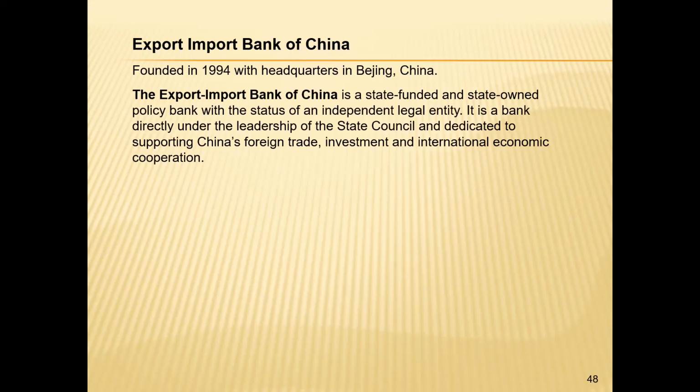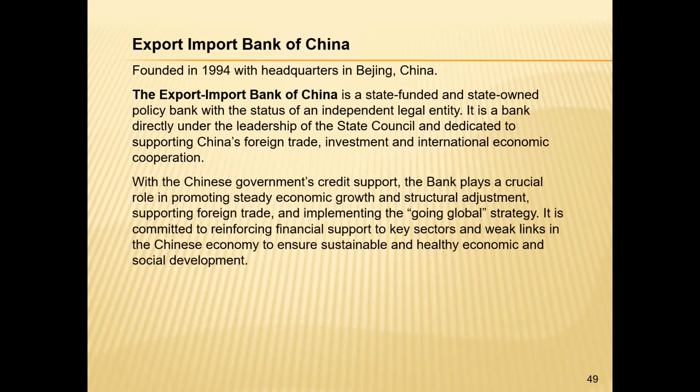It is a state-funded and state-owned policy bank, and of course that is to be expected because China is communist, with the status of an independent legal entity. So although they're communist, they say it has an independent status, but we know it's still controlled by the Chinese government. It is a bank directly under the leadership of the State Council, and dedicated to supporting China's foreign trade, investment, and international economic cooperation.